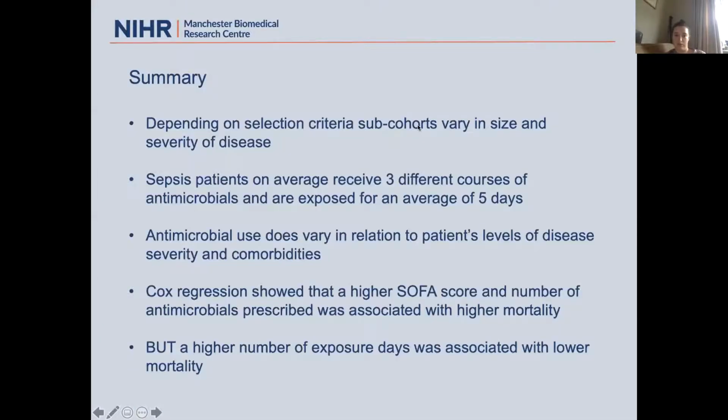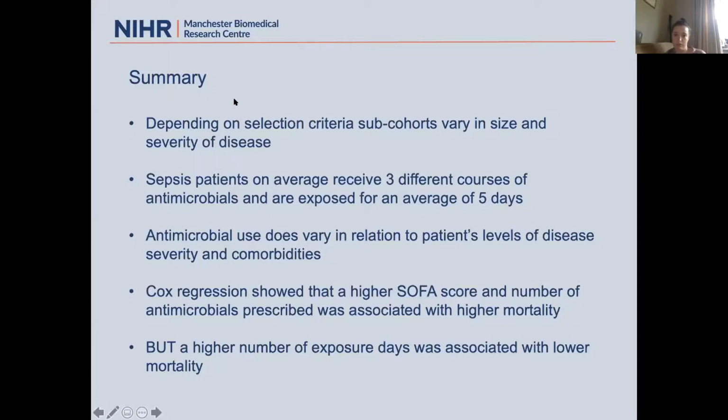So to summarise, depending on the selection criteria, the subcohorts vary in size and severity of disease, which has been looked at in other studies before and is a common problem in sepsis research. Using the codes to identify patients is thought to underestimate sepsis, but using the Sepsis-3 criteria is thought to overestimate it.